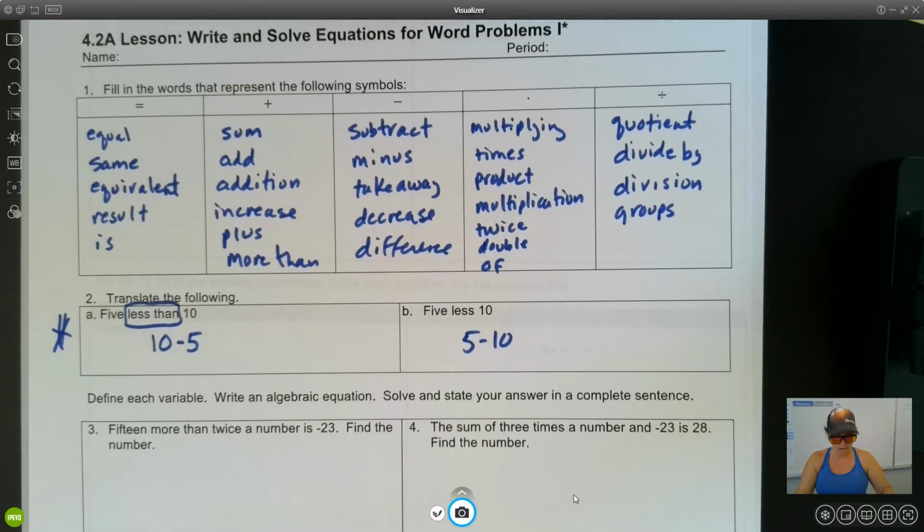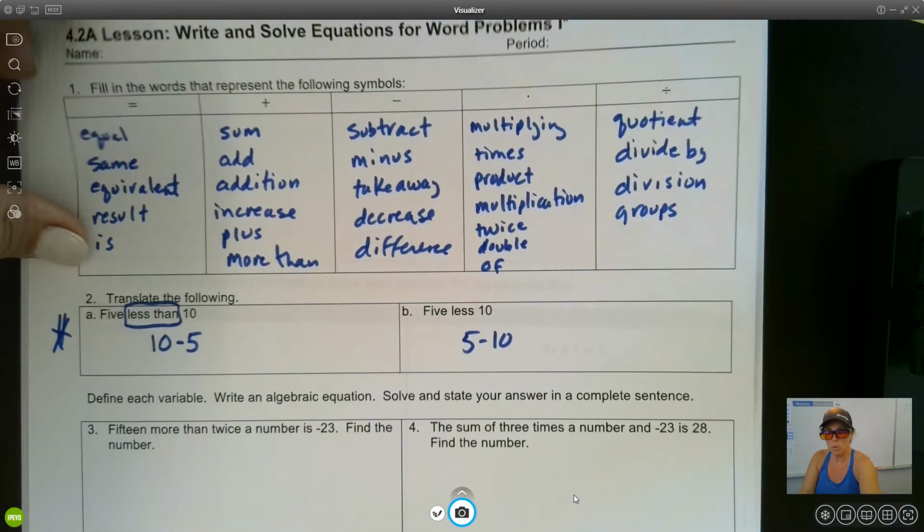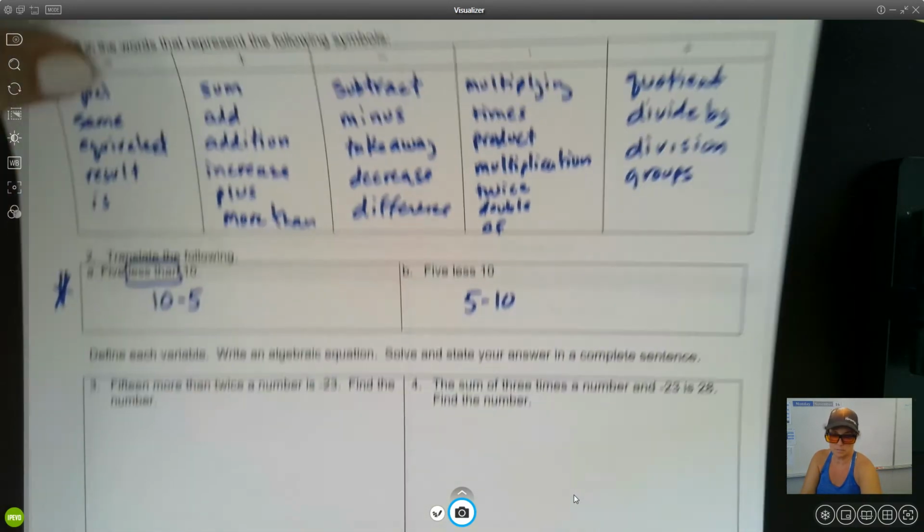All right, let's define each variable. That's step number 1. Write an algebraic equation. That's step number 2. That means there needs to be a letter within this equation. And then solve and state your answer in a complete sentence. These are multiple points on a quiz or a test.